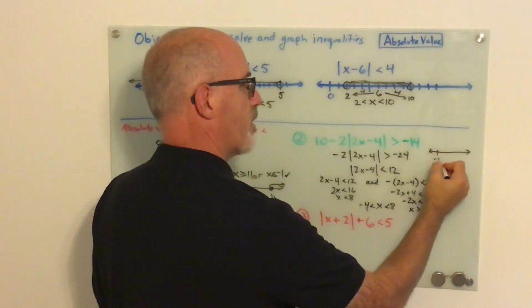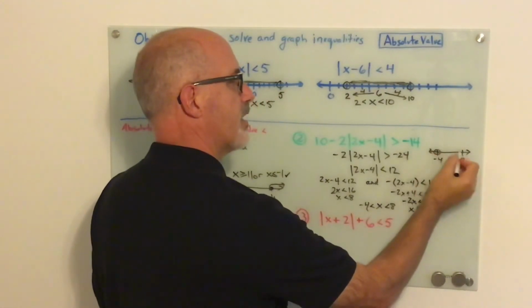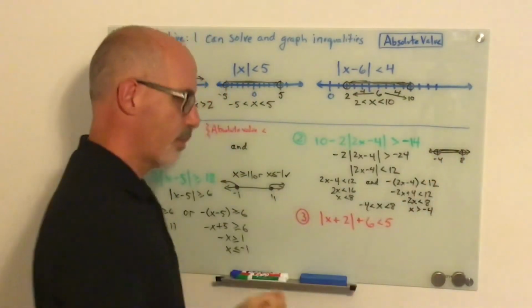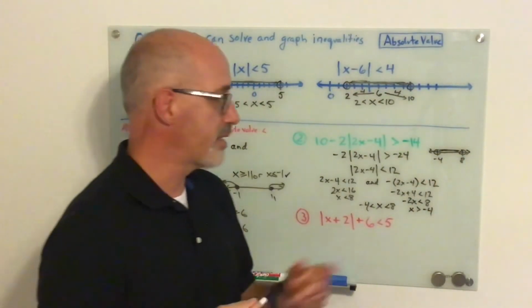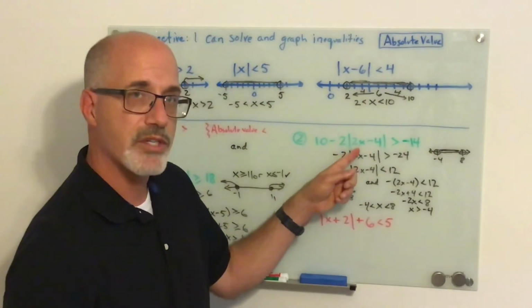Okay, and if I look at the graph of this solution, I've got negative 4 here, and I've got 8 here. I'm going to have open dots on each of them. Okay, I'm going to just test my region between the two. A good number to test is 0, just zeros between the two of them. Check it out in the original.